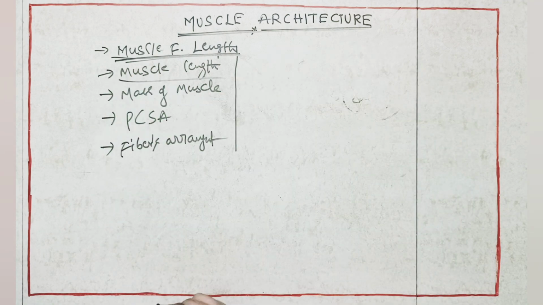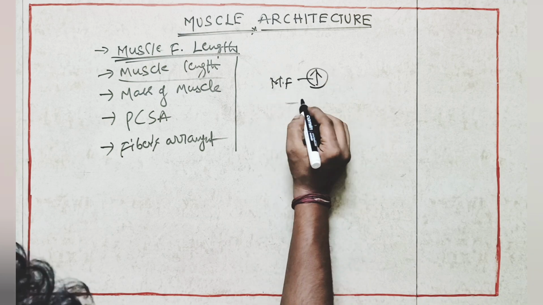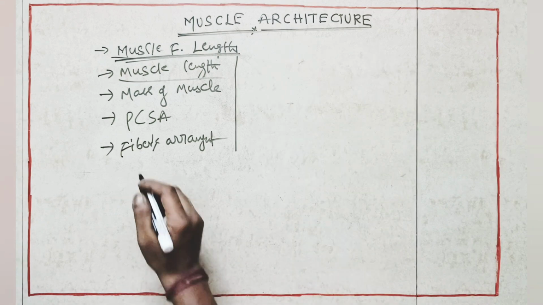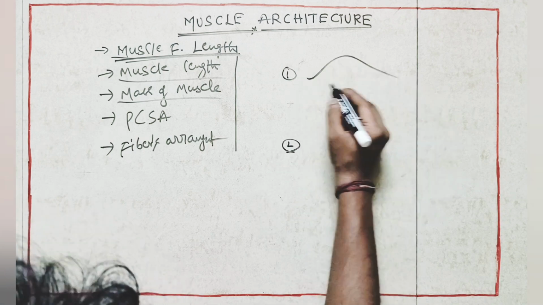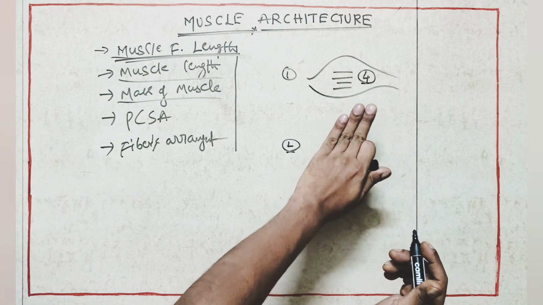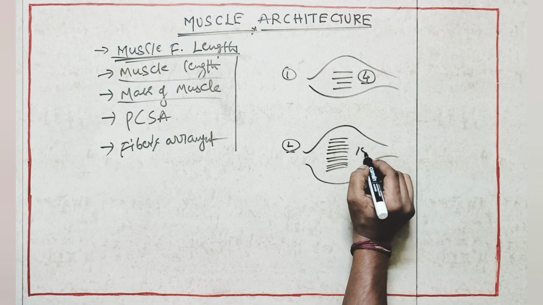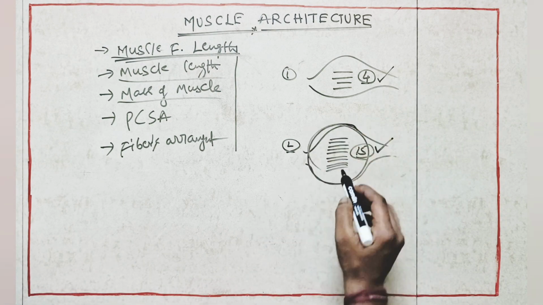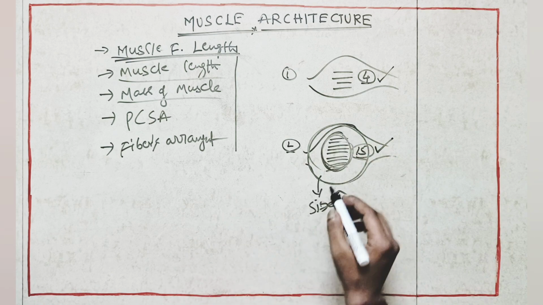Now muscle length. What does muscle length mean? If the muscle fiber length is more, automatically muscle length is more. Now we will see mass of the muscle. Suppose we are taking two muscles. In one muscle, suppose here we are having 1 2 3 4, total 4 muscle fibers. If we take one more muscle, here we are having almost 15 muscle fibers. So compared to 4 muscle fibers and 15 muscle fibers, here the size of the muscle is more, because muscle fibers are more.